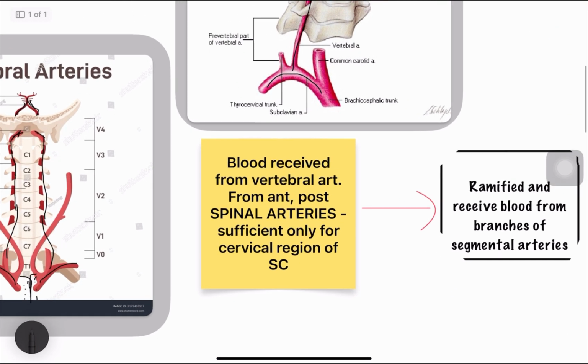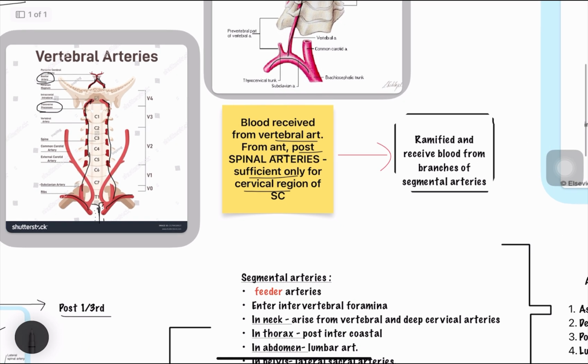So as I was saying earlier, the blood received from the vertebral artery, which runs in the anterior and posterior spinal arteries, is sufficient only up to the cervical region of the spinal cord. So if this blood which runs in the spinal arteries is sufficient up till the cervical region of the spinal cord, then what about the remaining regions of the lumbosacral region?